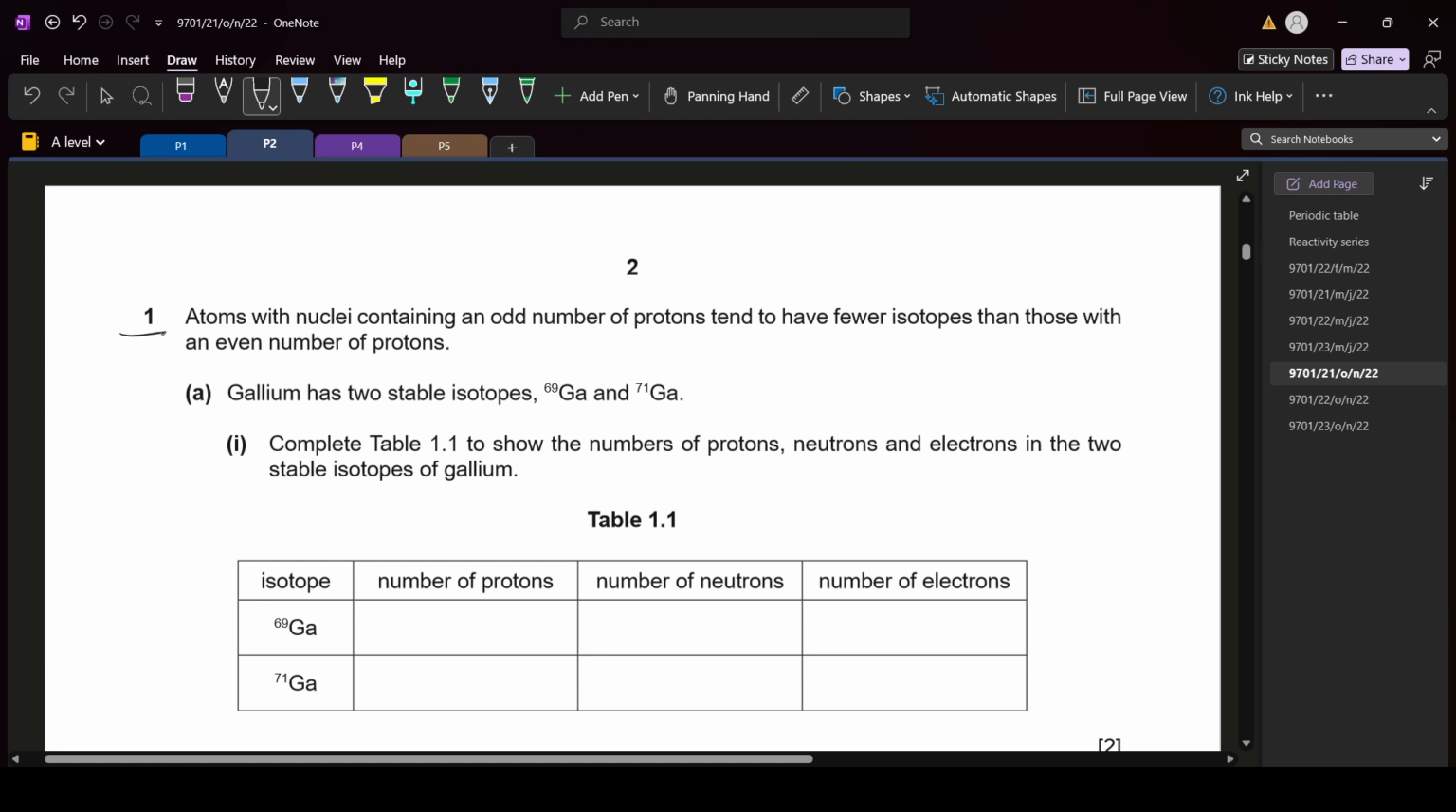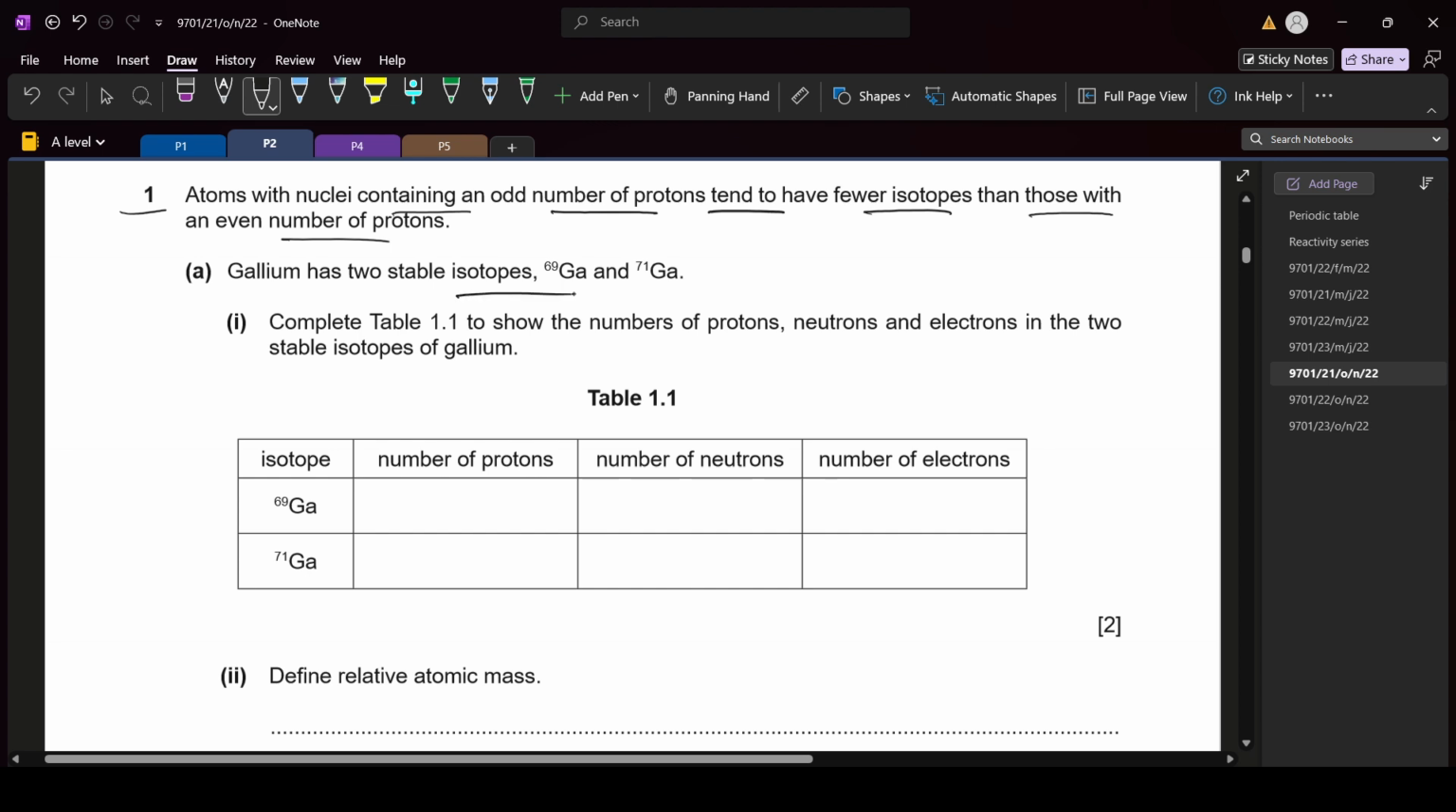Question number 1. Atoms with nuclei containing an odd number of protons tend to have fewer isotopes than those with an even number of protons. Gallium has two stable isotopes, gallium 69 and gallium 71. Complete Table 1.1 to show the number of protons, neutrons and electrons in the two stable isotopes of gallium. So you have to tell the number of protons, neutrons and electrons.